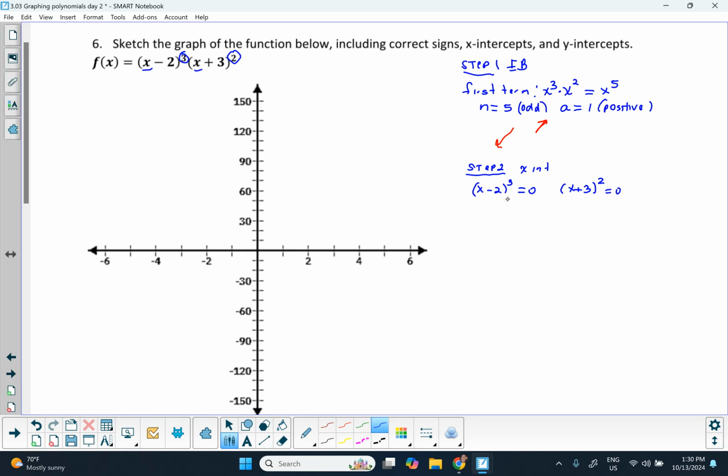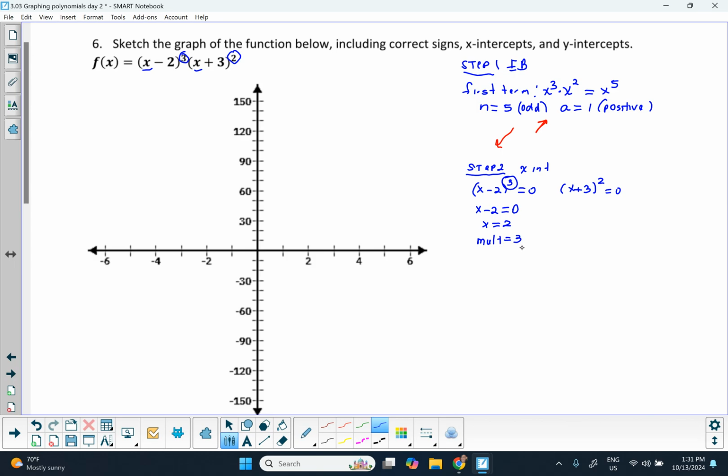X minus 2 cubed really means x minus 2, x minus 2, x minus 2. When we write it as x minus 2 cubed, it's just a shortcut. And to find the roots, the easiest way is just set the base equal to 0 and solve, and then determine the multiplicity, and the multiplicity is just the exponent. And that becomes really important, the multiplicity.